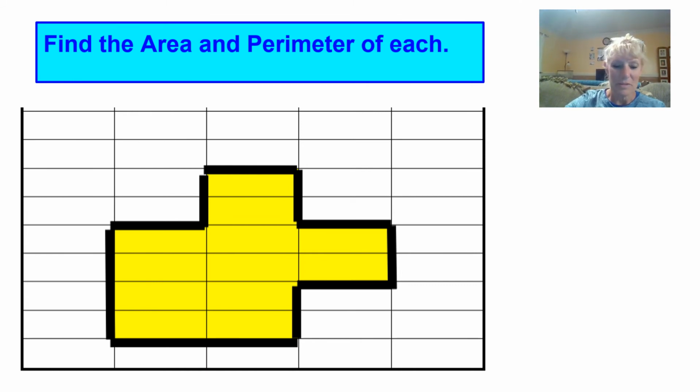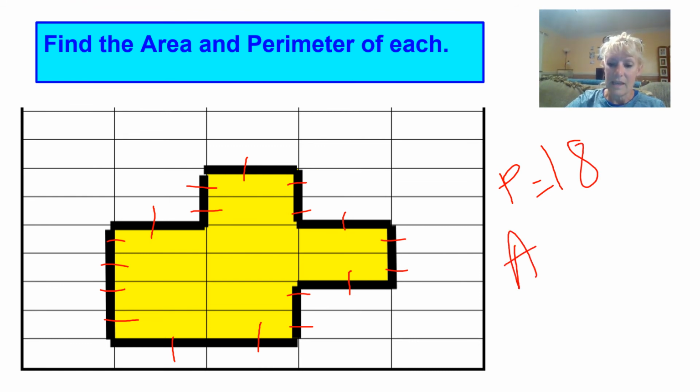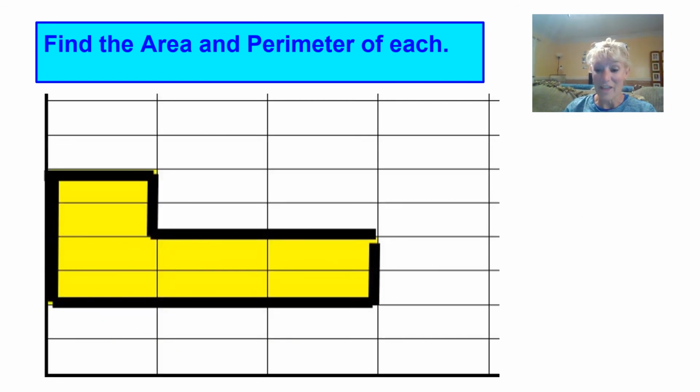Okay, I'm going to start with my perimeter. And I'm going to say 1, 2, 3, up to 18. I had a perimeter of 18. And my area, 1, 2, 3, up to 12. I had an area of 12. I hope you did too. Try this one.